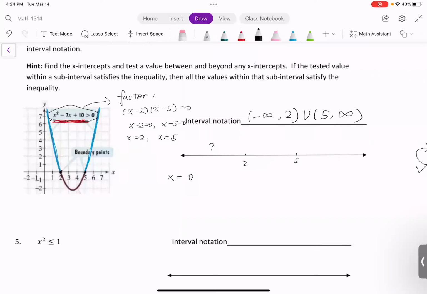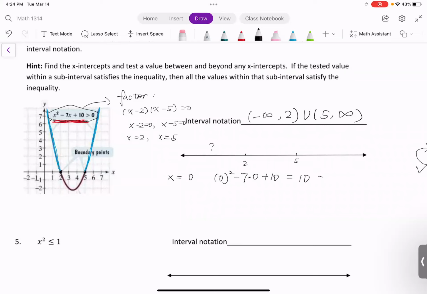Let's plug in the x in the polynomial. 0 squared minus 7 times 0 plus 10. What is that? That's 0 plus 10. That's 10.